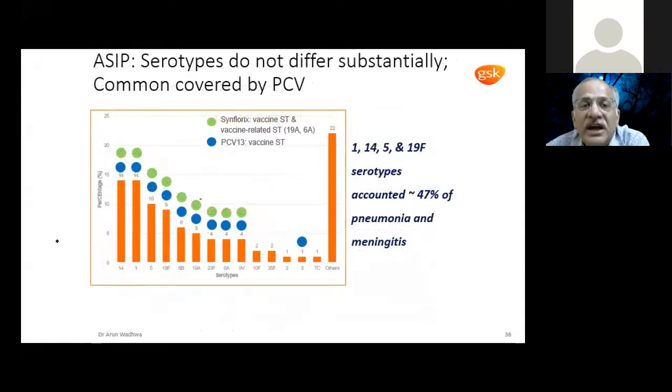So since they have taken 6A, 19A as cross-protected, because of the vaccine serotypes present in the vaccine, they have shown that this is similar to PCV13, except for serotype 3, which it does not protect. But I will come to this detail again, cross-protection, we'll talk about that. But what I wanted to highlight was, this is what we need to know.